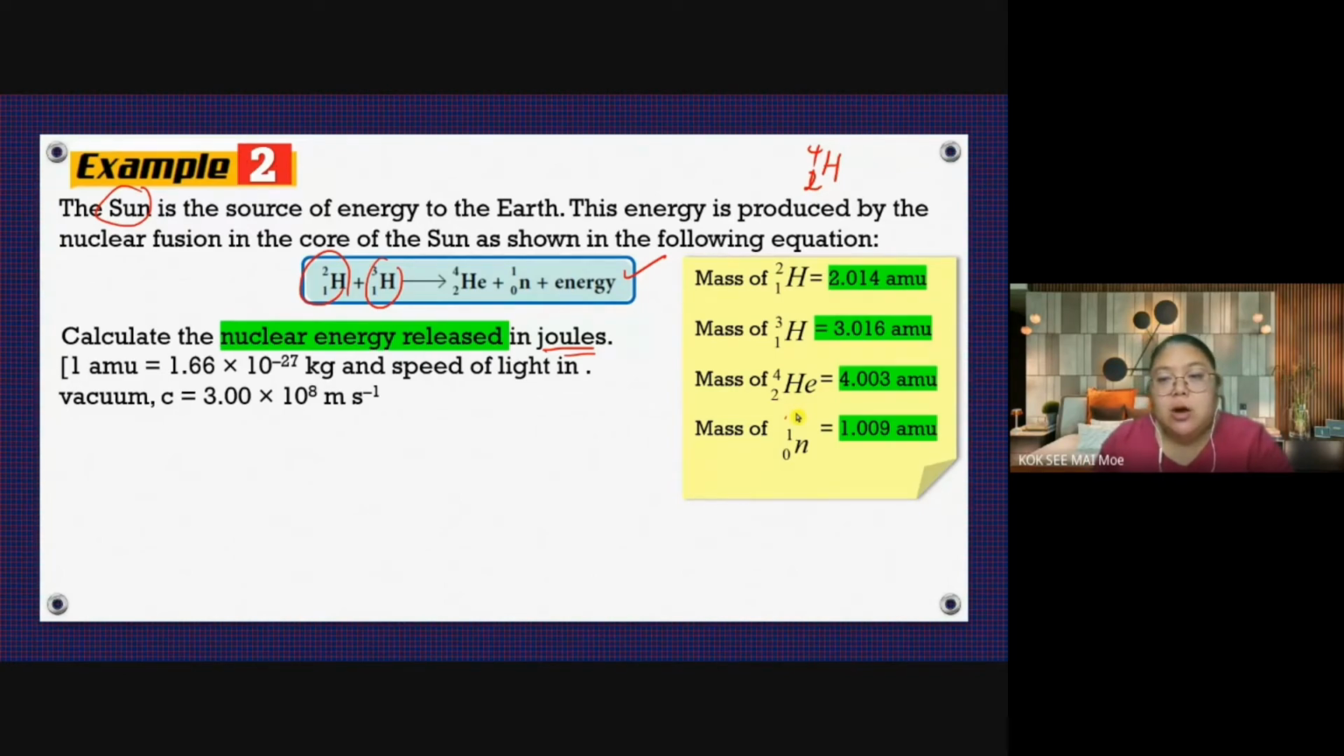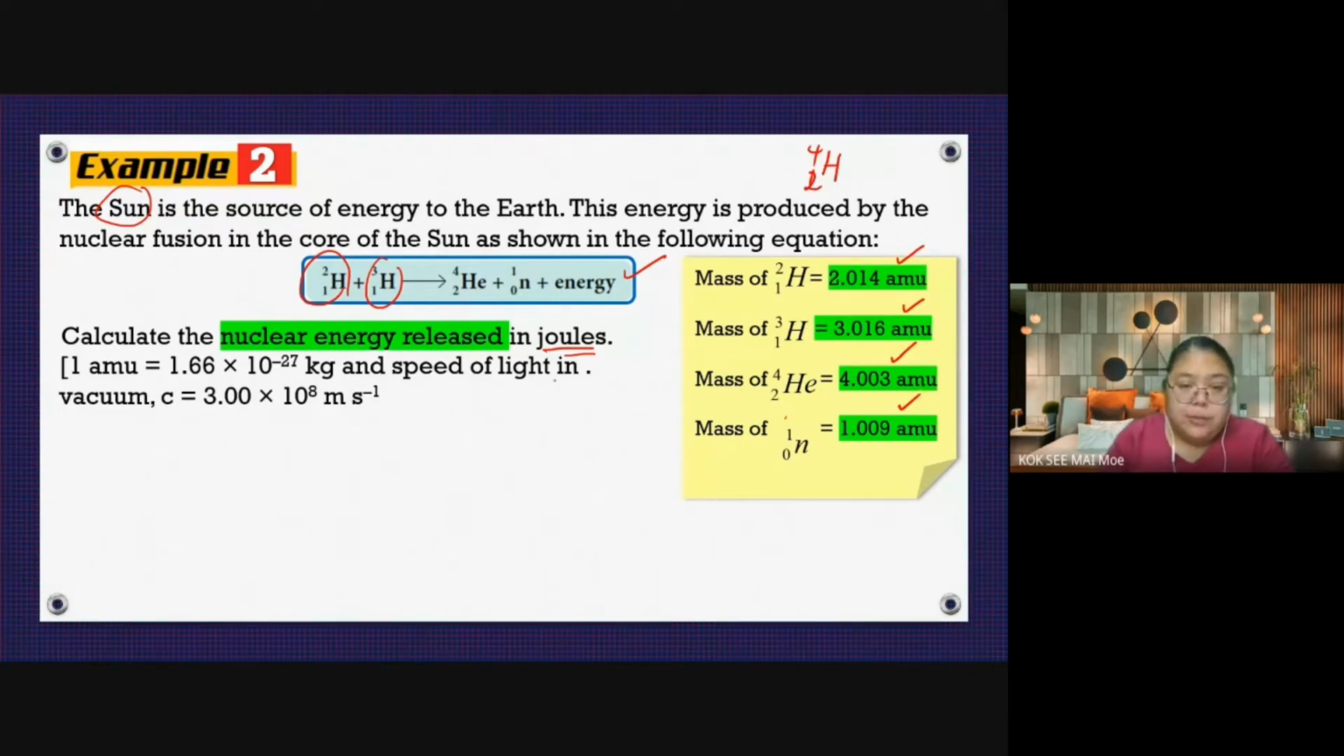Okay, so from here also the same. Find the mass defect first. So that means you need to use this one. The first one, deuterium, you plus the tritium. Then you minus the helium and 1 neutron. Then you find what the mass defect is.